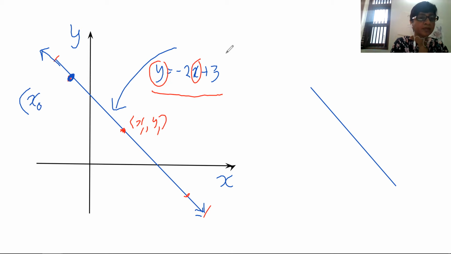what is the y coordinate? If the x coordinate is x naught, what is the y coordinate?